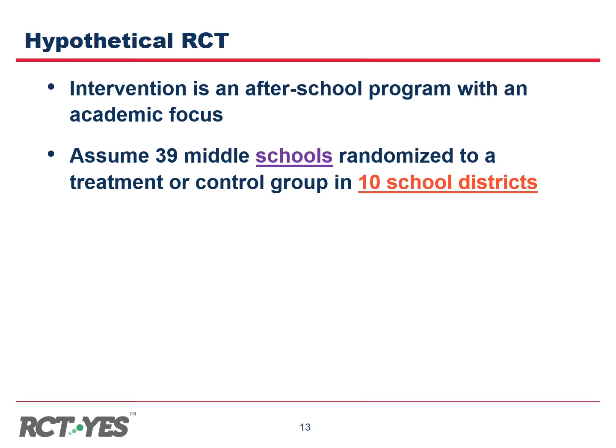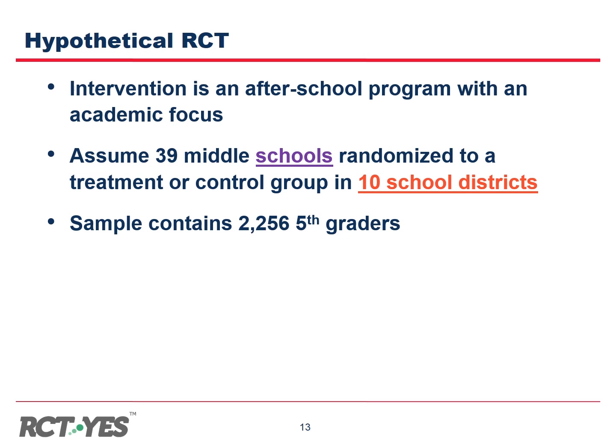Assume 39 middle schools are randomized to a treatment or control group in 10 school districts. The treatment group is offered access to the after-school program, whereas the control group is not. This is a cluster design because schools are randomized, and is a block design because random assignment is conducted separately in 10 school districts. The sample contains 2,256 fifth graders.